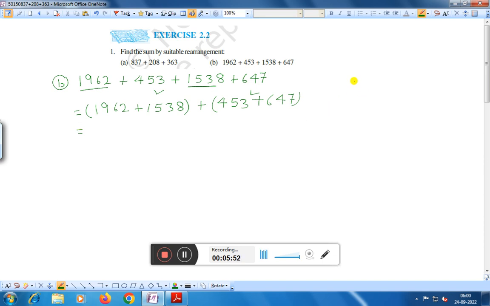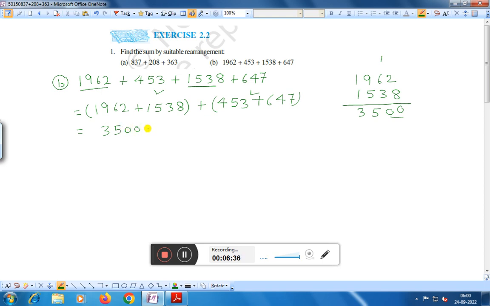0. Here you see the number is 1962 and the number is 1538. 8 plus 2 is 10, carry 1, here it is 0. 6 plus 1 is 7, plus 3 is 10, carry 1, here it is 0. 9 plus 1 is 10, plus 5 is 15, carry 1, here it is 5, and 1, 2, 3, so 3500. Here you see we are getting 2 zeros, that is units place and tens place we are getting 0. Therefore it will be easier for us to add.